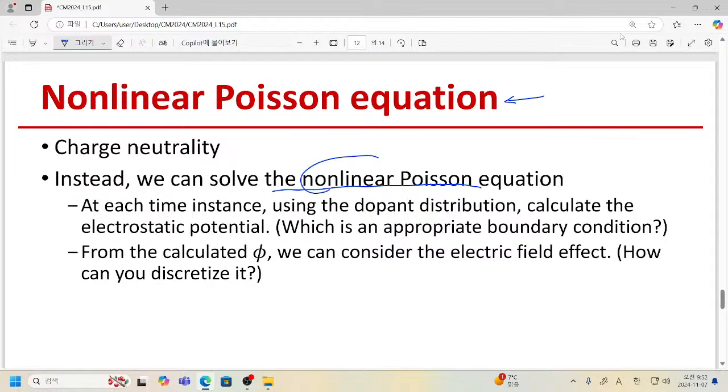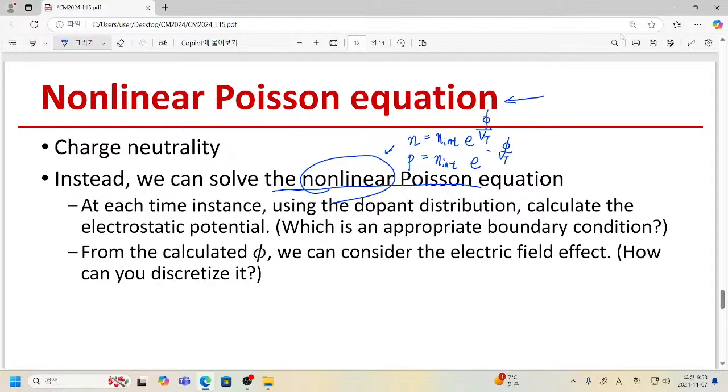Why do we have a nonlinear Poisson equation? In this case, we express our electron density and hole density as a function of our electrostatic potential. So electron density and hole density can be eliminated from the set of unknown variables, and we just solve one equation for electrostatic potential.